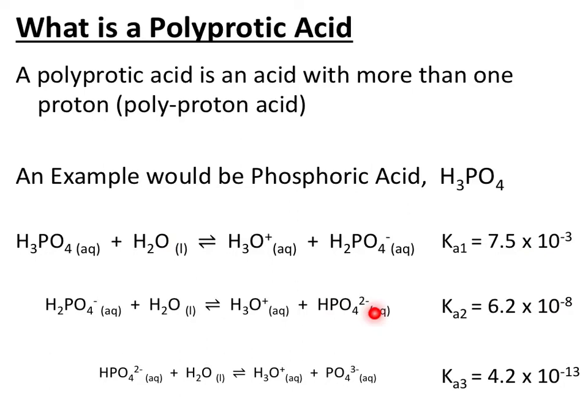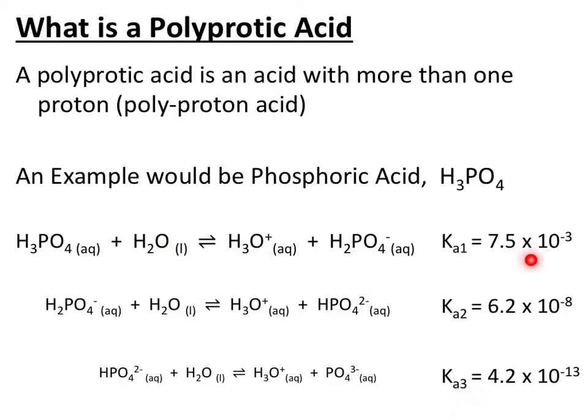And so then to get that third proton off of phosphoric acid, what we do is we take our HPO4 2 minus. We have another reaction here, right? We create a hydronium ion. We release that proton, and then we're left with just a phosphate ion, PO4 3 minus. And again, I've got a third Ka value. So for each dissociation for a polyprotic acid, you are going to have a dissociation constant or a Ka value for the release of that proton.